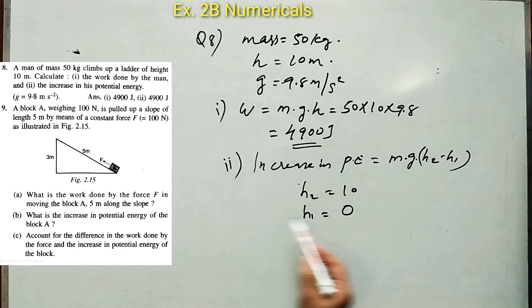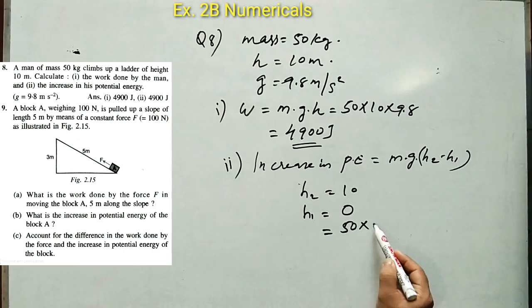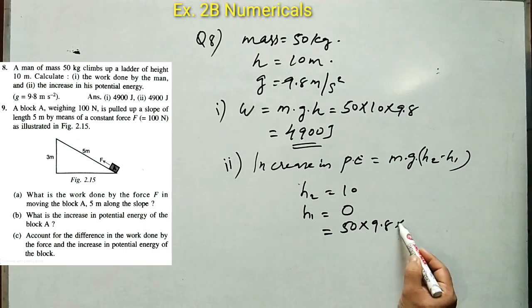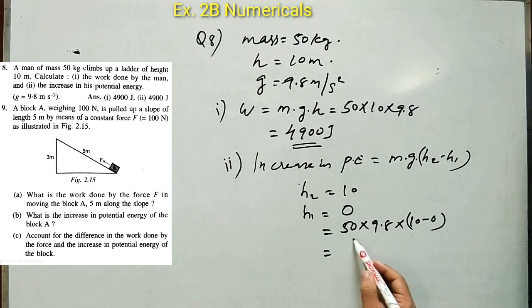So I can write increase in potential energy is equal to m, which is given as 50, multiplied by 9.8 into 10 minus 0. So this is the difference in height, that is the height of the ladder itself. So that is coming out to be again 4900 joule. This is the increase in potential energy.